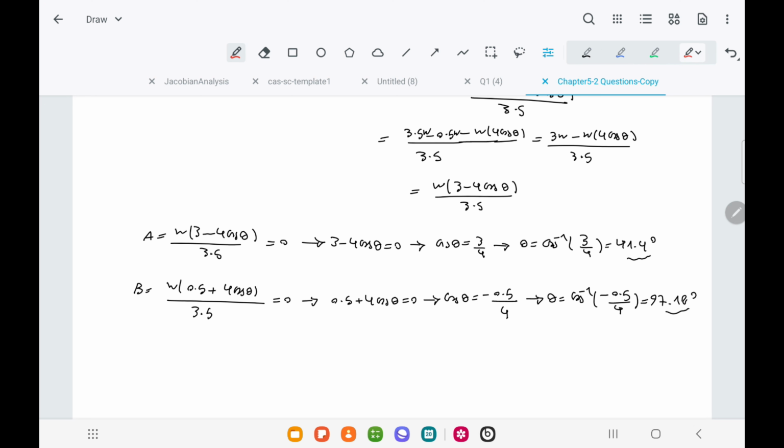Therefore, by increasing the angle theta, we find that when it reaches 41.4 degrees, the reaction force at point A will be 0, making this the smallest angle at which the man can hold the boards in the given position.